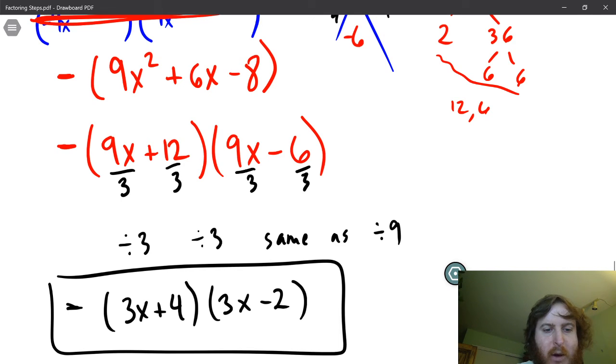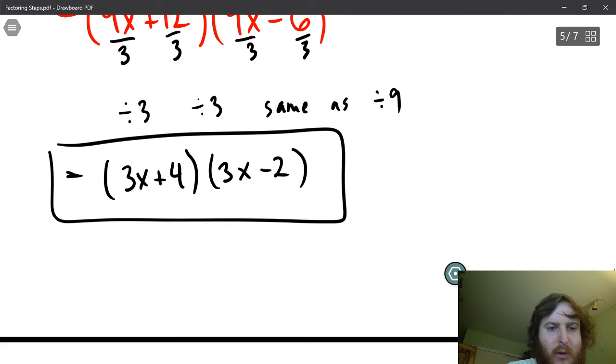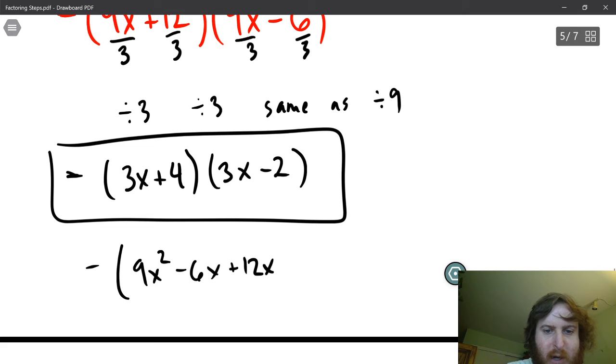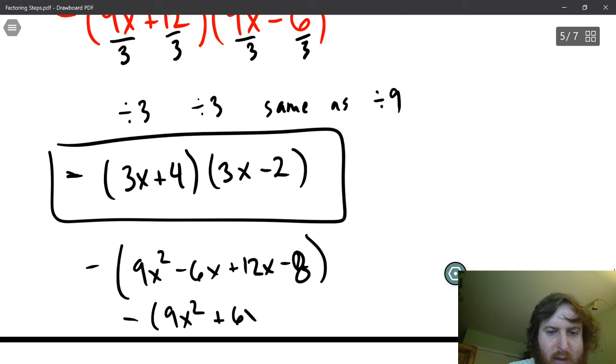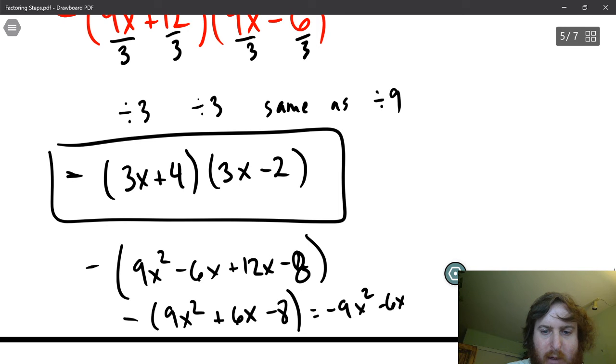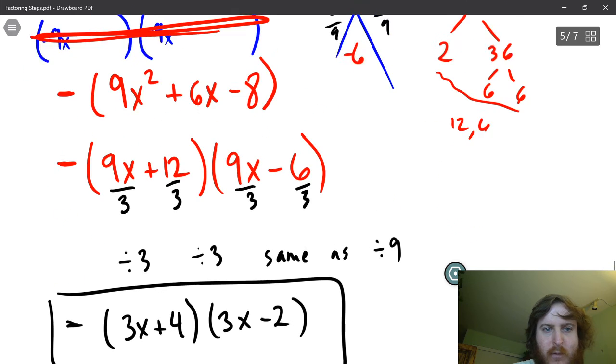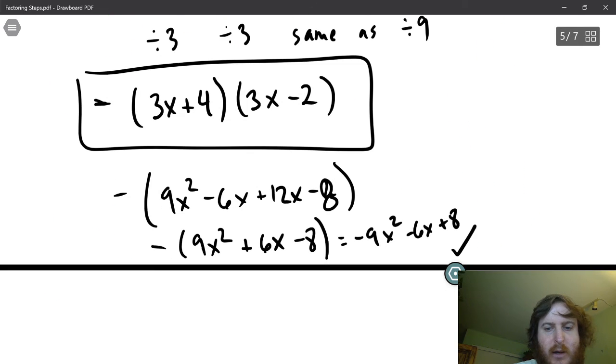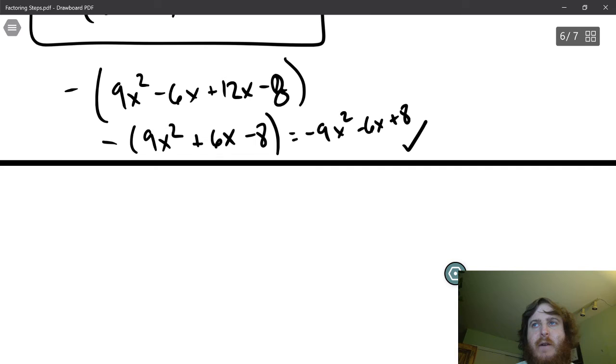Okay. Now, if you're not sure if that is the right answer, just FOIL it back out. 3x times 3x is 9x squared. 3x times negative 2 is negative 6x. 4 times 3x is 12x. And 4 times negative 2 is negative 8. So we get negative 9x squared plus 6x minus 8. And then if we distribute our negative, we get negative 9x squared minus 6x plus 8. And that was our original, right? Negative 9x squared minus 6x plus 8. So that's how you might do something like that.